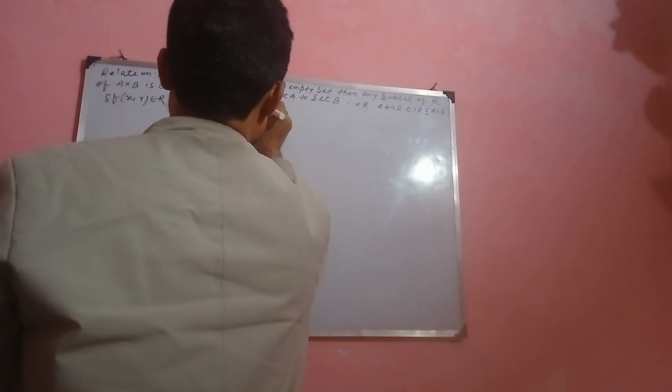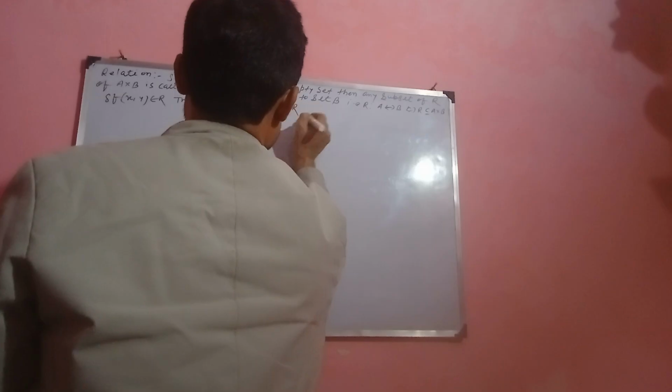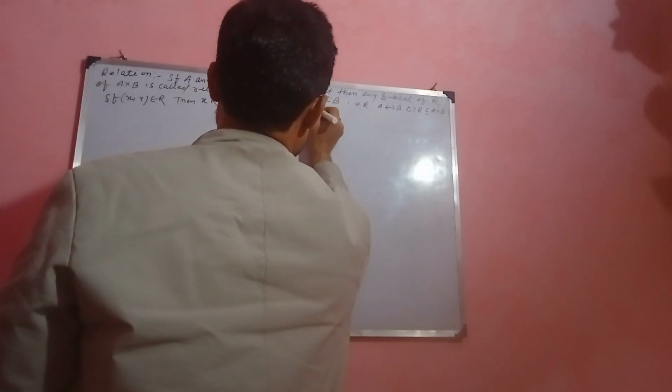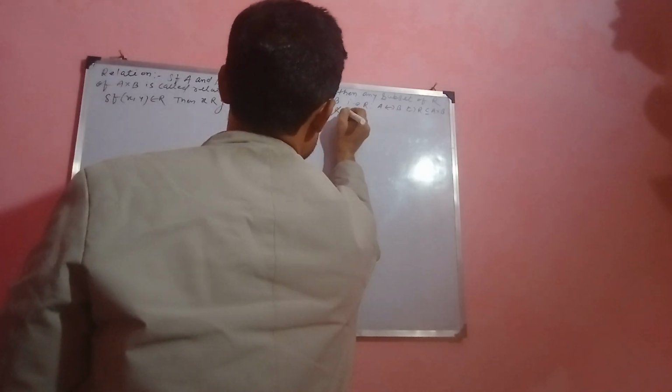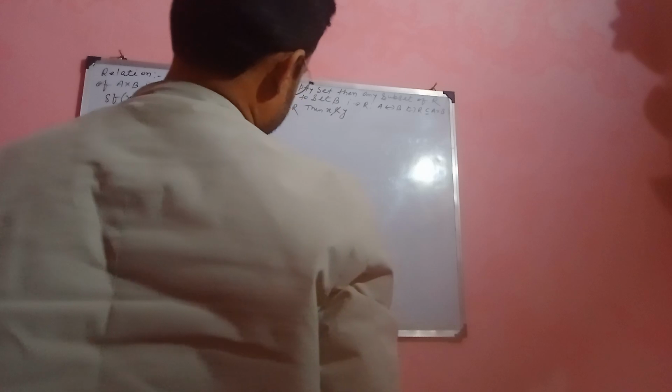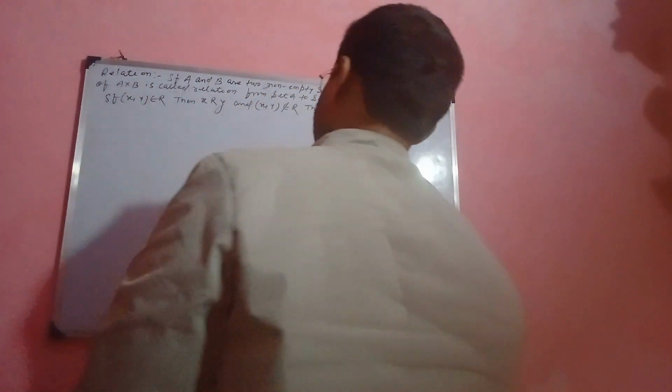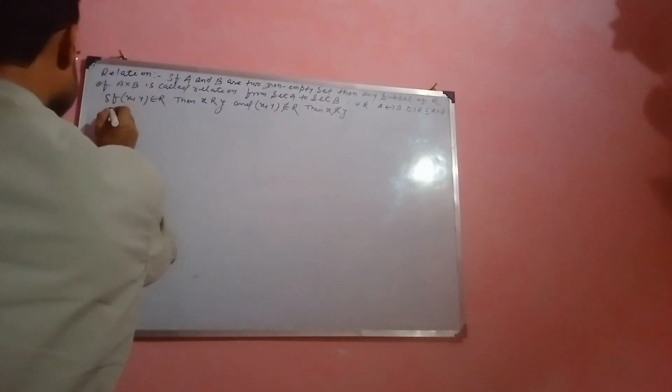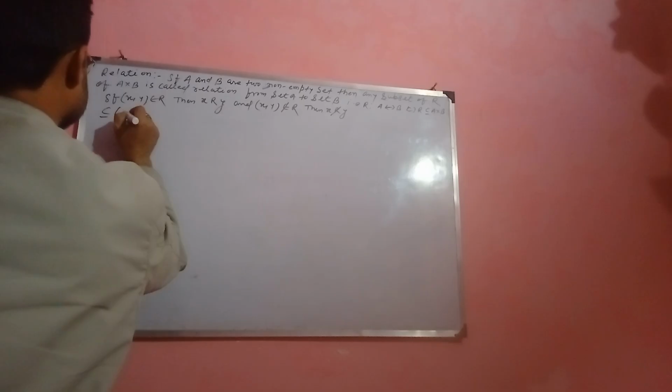If (x, y) belongs to R, then x is related to y, and if (x, y) does not belong to R, then x is not related to y. Further, we define this symbol: subset.